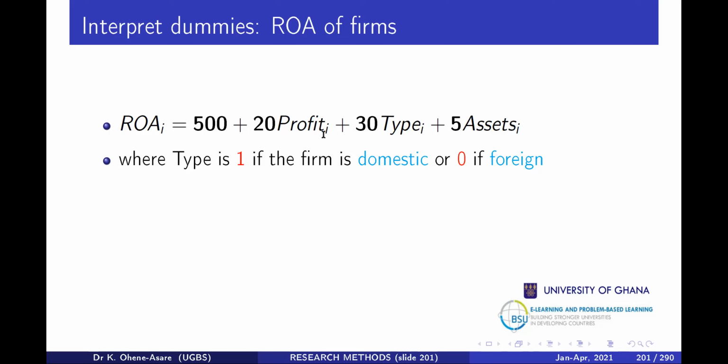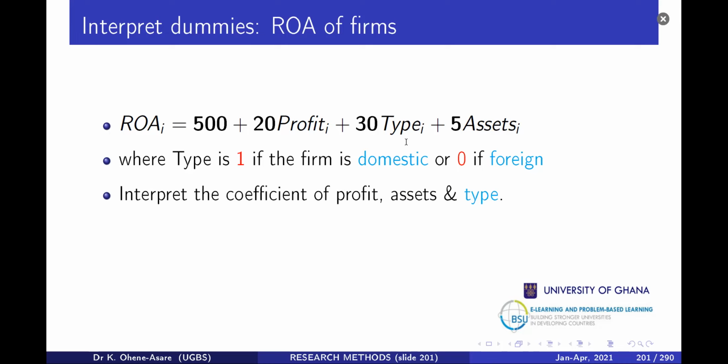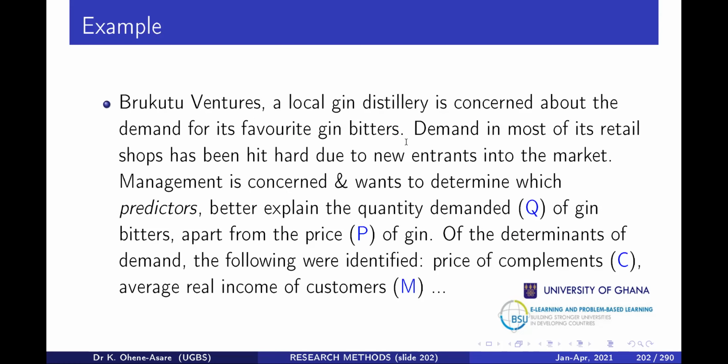But profit can rise or fall. Asset can rise or fall. So they are numerical. But the type is a dummy variable. So you will learn how to interpret these things. I'll teach you that later.